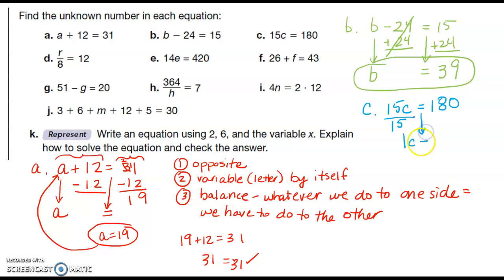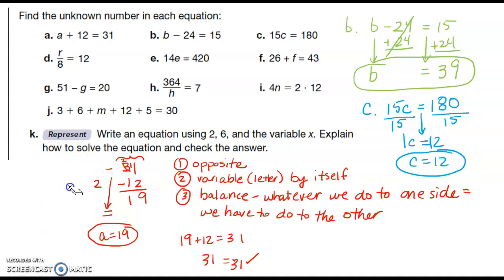I bring my equals down, and what I do to one side of the equals, I have to do to the other side. So I'm going to divide 180 by 15. I'm going to use my calculator. There we go. And I get 12. So C is equal to 12. Okay? I'm going to go ahead and erase, and we will continue with D.